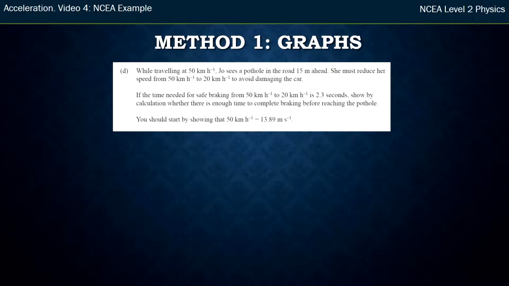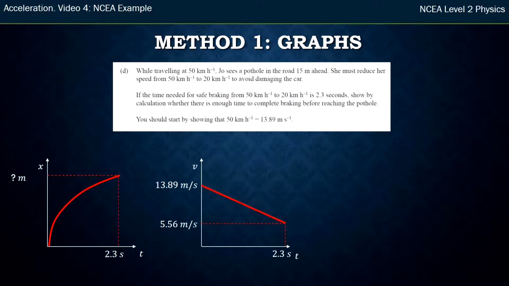Let's use some graphs. So I'm slowing down, so my gradient of my displacement time graph gets smaller. I don't know the distance I go. Even though they give me a distance of 15 meters, that's where the pothole is, but I'm not sure what the car's going to do. I know it has to safely slow down in 2.3 seconds, but I don't know what distance it goes yet. I know its speeds. It's starting at 13.8, that's the 50, down to 5.56, that's the 20, and that takes me 2.3 seconds. I also know the acceleration is negative, but I don't know what that value is yet.